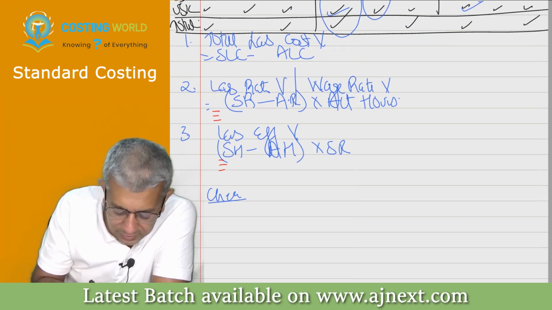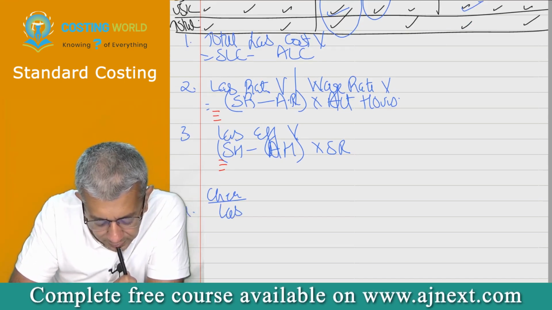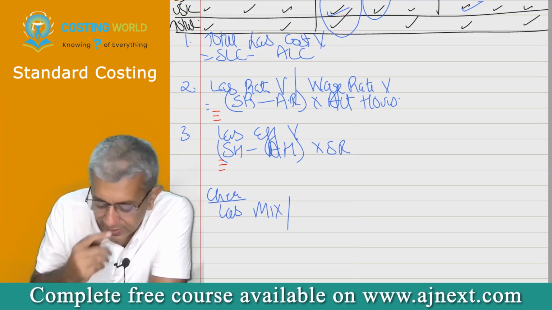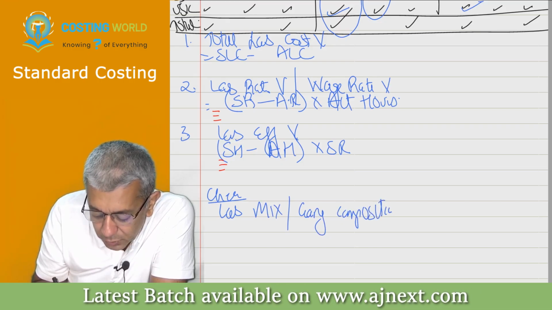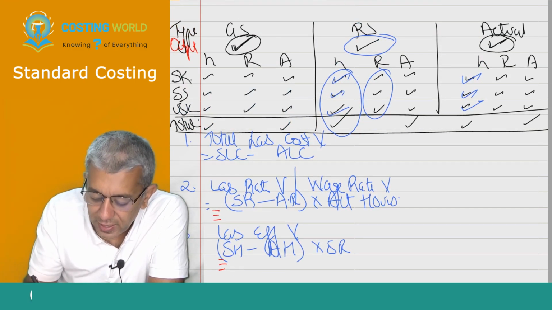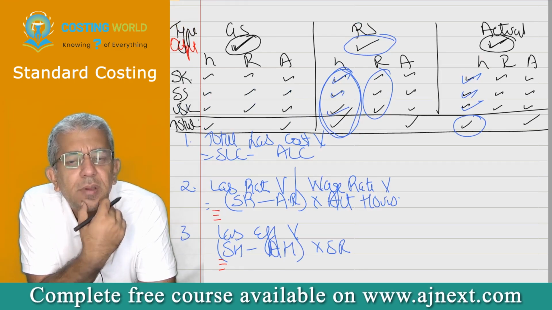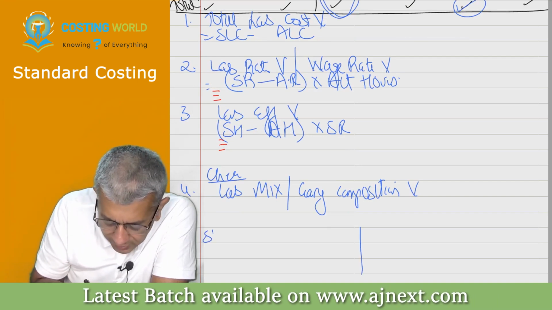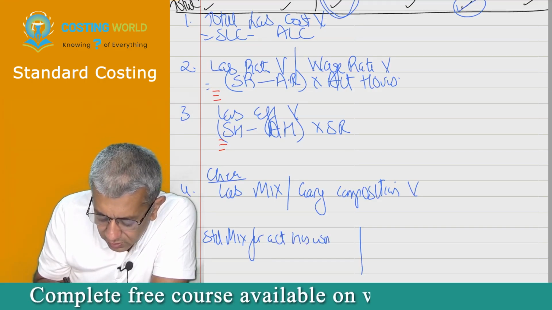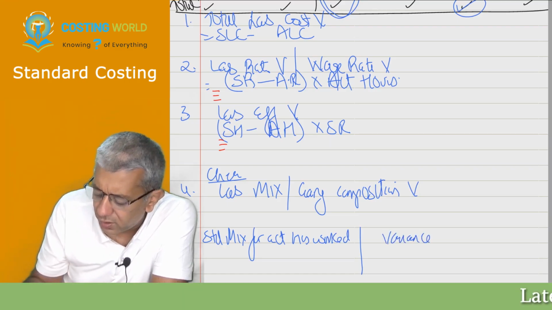Then the fourth variance. The fourth variance in this particular case is labor mix variance. But we have a slightly dangerous name for it also. It's also called gang composition variance. Here you will understand that this number we divide in standard ratio, correct, no? Actual hours we will divide in standard ratio. So you are going to divide the things into two parts. On the left hand side, we write standard mix for actual hours worked, so divide your actual total hours in that particular ratio. On the right hand side, you compute the variance.